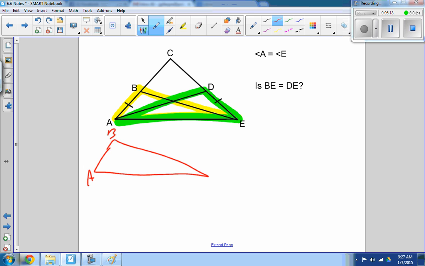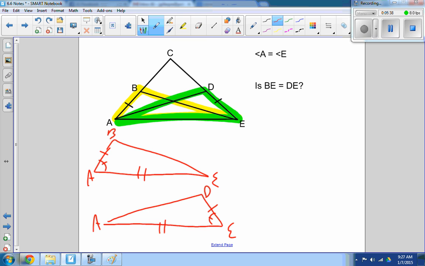B, A, E, A, D, E. These are marked as congruent. We're told angle A is equal to angle E. And then we also know, hey, look, AE is congruent to AE. I now have side angle side. So triangle ABE is equal to triangle EDA by side angle side.